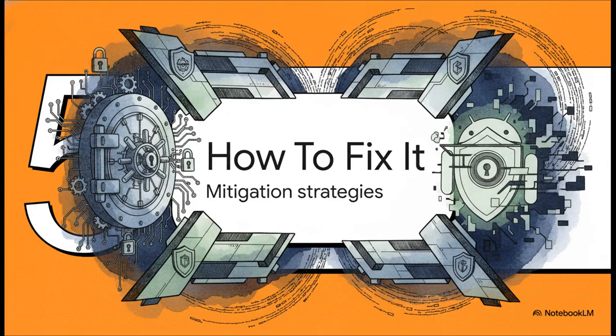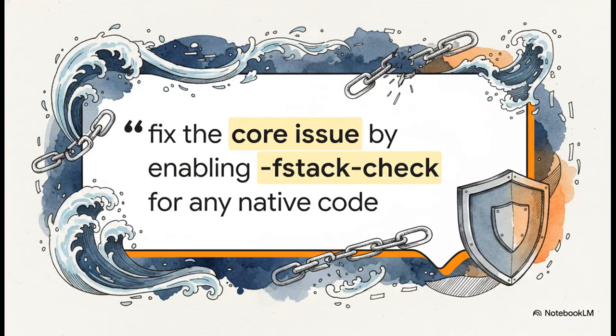Section 5. How to fix it. All right, we've seen the mechanics of the heist and the operational nightmare it causes. Let's talk solutions. When a Google Project Zero researcher gives you a direct recommendation, you take it straight to your engineering leads. Jan Horn states clearly, "I strongly recommend that you fix the core issue by enabling -fstack-check for any native code in Android." This compiler flag right here is the ultimate fix. It ensures that the system actually probes the stack as it grows, making it mathematically impossible to simply jump over the guard page, no matter how large the memory demand is.